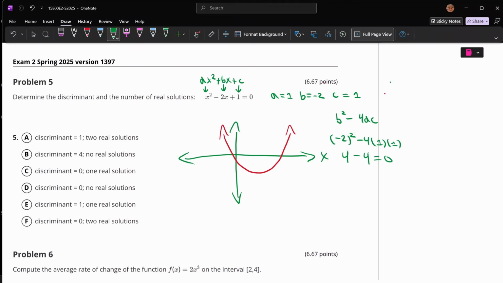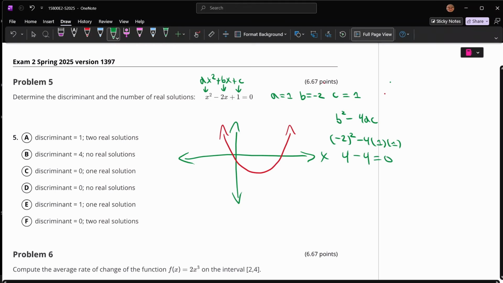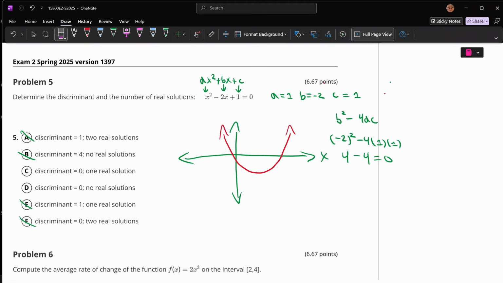With that in mind, that narrows down the amount of answer choices we have. So we can get rid of A, B, E, and F. Or no, we've got to keep F because it tells us that the discriminant is 0. So we can get rid of A, B, and E because the discriminant in those answers isn't 0. So that's one thing out of the way.